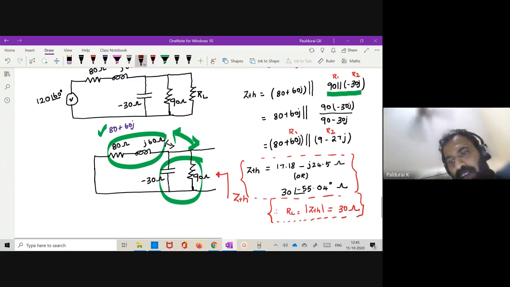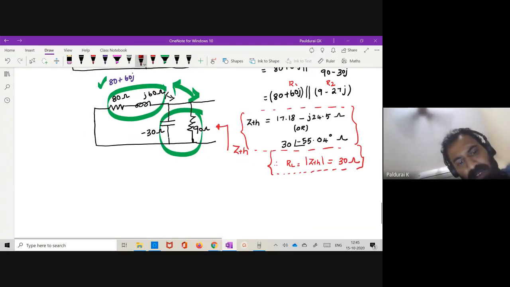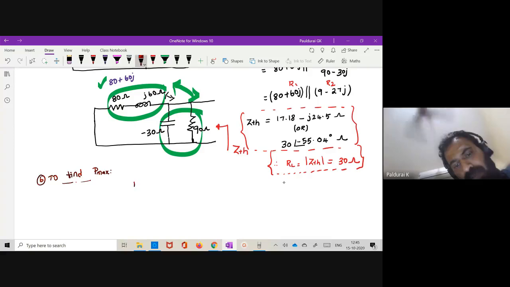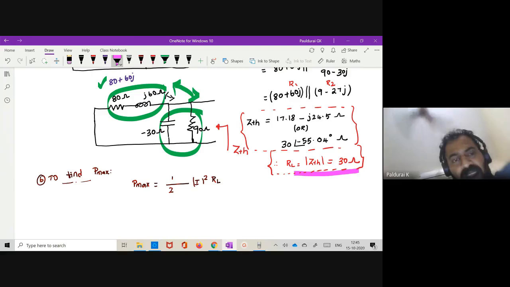Subdivision B, can you do by yourself? To find Pmax. Okay. So this time, what is the formula for Pmax? It is half of the magnitude of I squared times RL, where this is my RL, 30 ohm. Half is constant. Okay, so you want to calculate I. How will you calculate I?